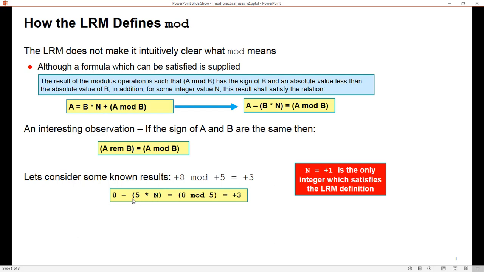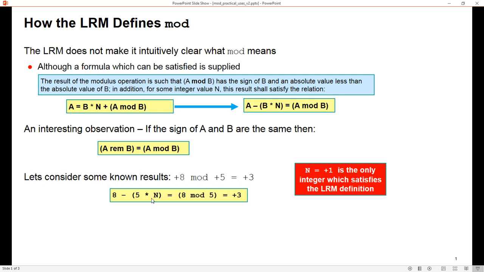Let's see if this works. Well, 8 minus 5 times 0 is obviously going to be a result of 8, which violates this statement up here. The absolute value is not less than the value of b. So remember, b is plus 5, so it can't be the value 0.